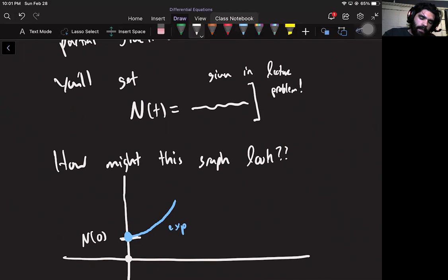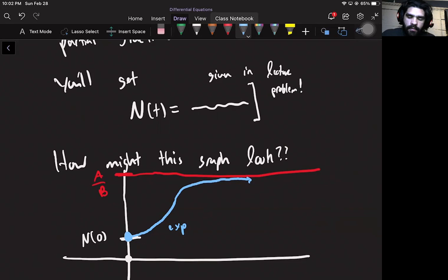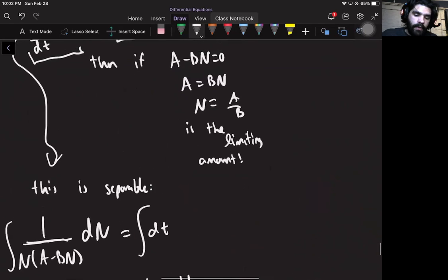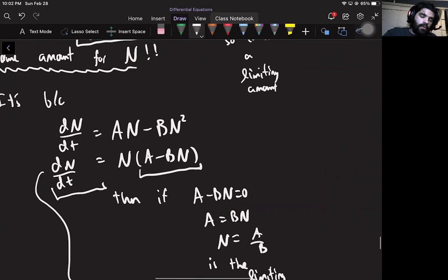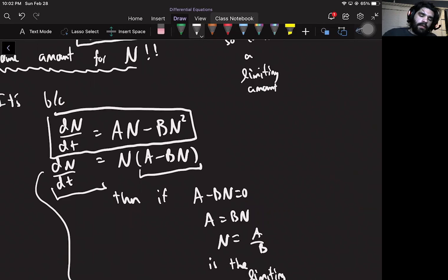But then eventually there should be some sort of limiting amount. This is what a over b would be. So it would be some line which this graph dare not cross. Instead, it's going to act like an asymptote. It's going to just follow it and get closer and closer forever, but it's never going to reach it. And that's what the graph of this function will look like. We can guess that without actually knowing the function, just by understanding the differential equation and how it creates this limiting factor at a over b, where it stops growing.